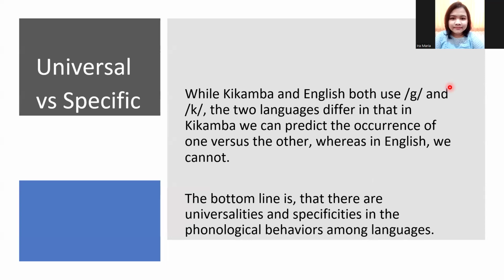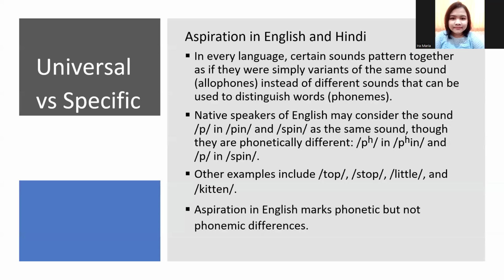So if you see here, while Kikamba and English both use g and k, the two languages differ in that in Kikamba we can predict the occurrence of one versus the other, whereas in English we cannot. The bottom line is that there are universalities and specificities in the phonological behavior among languages. Now we go to aspiration in English and Hindi.